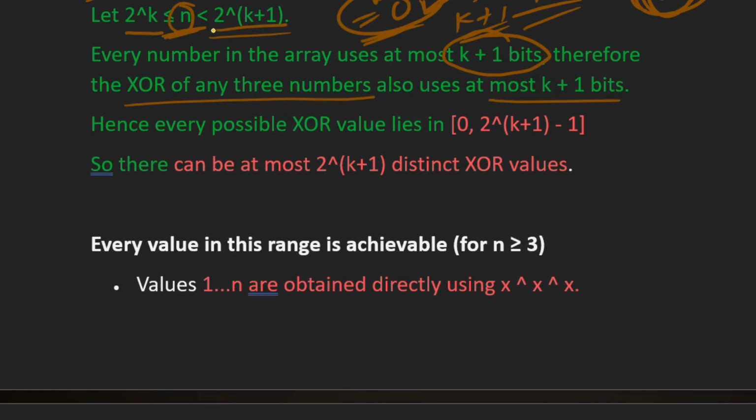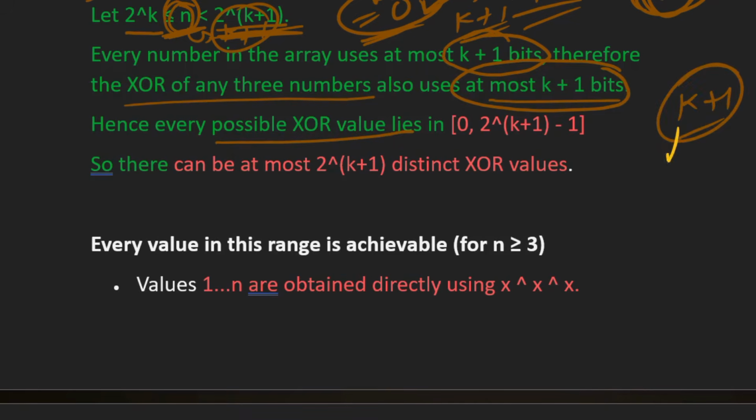The first thing that we have assumed is that our number is less than 2^(k+1). So every number in the array will use at most k plus 1 bits. So if we take XOR of three numbers, that will also use at most k plus 1 bits. So what are the possible XOR values with k plus 1 bits? The possible XOR values are from 0 to 2^(k+1) minus 1. So these are the possible XOR values that we can achieve.